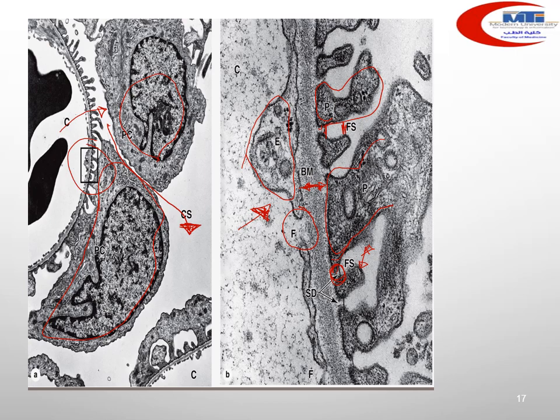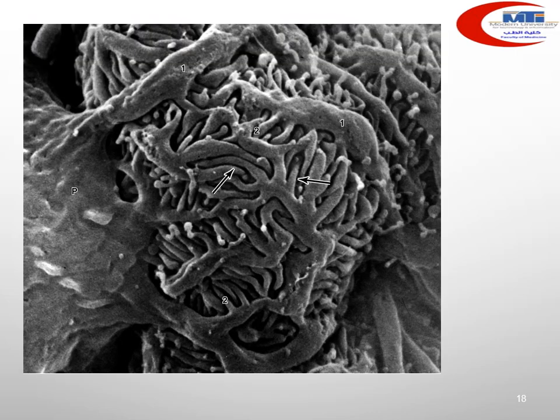and then it goes to the urinary pole, to the proximal convoluted tubule. Here again, this is a scanning electron microscope image. This is the podocyte, primary process, secondary process. As you can see, there is a small space in between the secondary processes. This is called the filtration slit, and it is covered by a diaphragm.